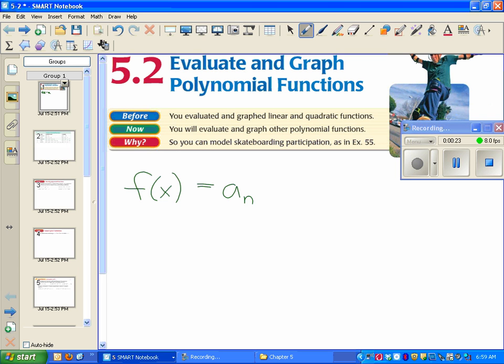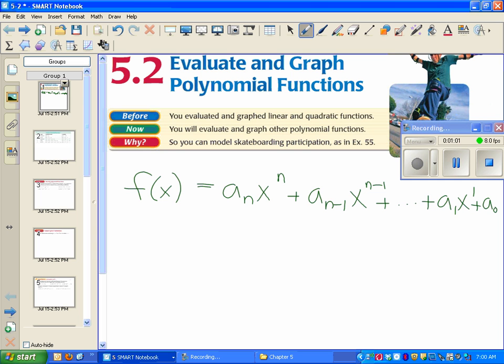an is just a generic coefficient. x to the n would be the highest degree plus a different coefficient, a n minus 1. So an could be 3 and a n minus 1 could be negative 2. And then the next degree, if written in standard form, would be just 1 degree lower. And so we carry that on until we get to a1, which again is just another generic name for a number, x to the first, and then plus our a naught, which would be our y-intercept.